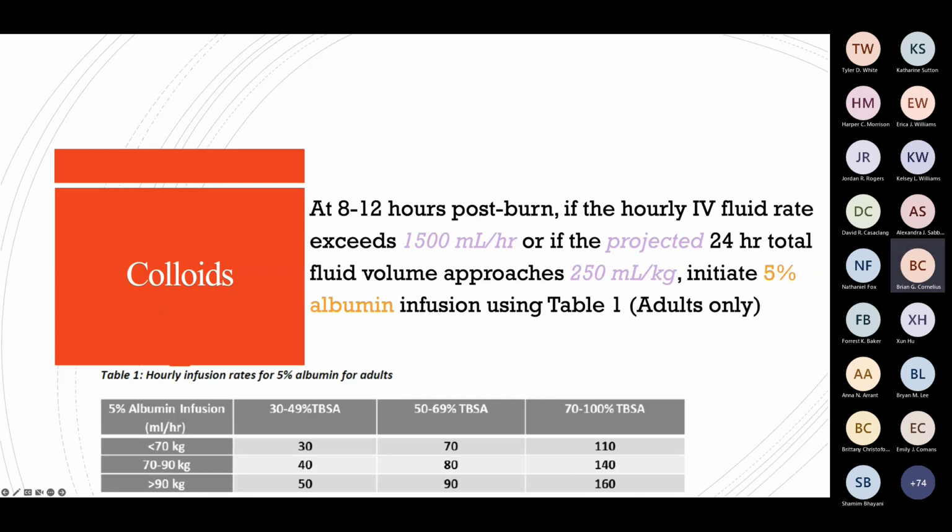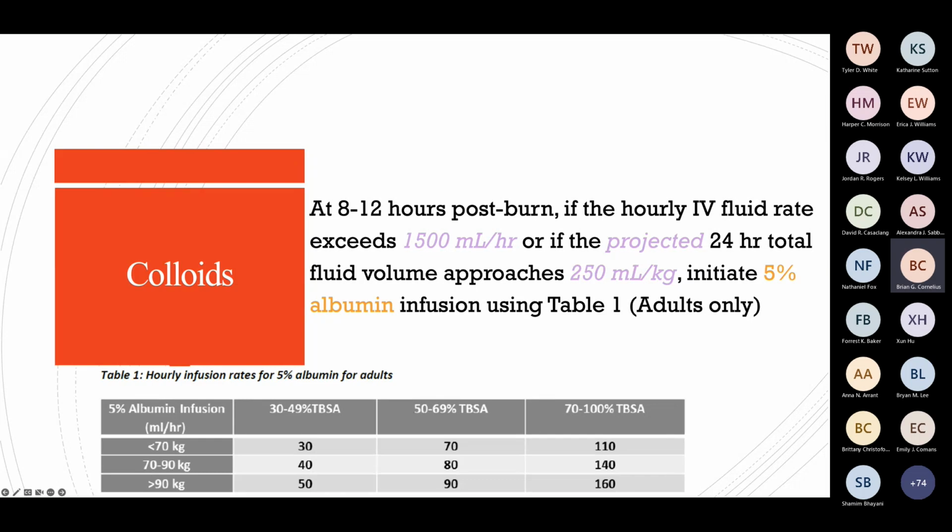So now we're going to talk a little bit about colloids, specifically albumin. For that initial period, we want to try and focus on crystalloid-based resuscitation for these patients because albumin is not necessarily as straightforward as you think it is. But if you're getting to 8 to 12 to 24 hours post-burn, or you've got somebody that's getting large amounts of fluid at that point, so think about like 1,500 mLs per kilo, or if you've calculated that when they get to 24 hours, they're going to be exceeding 250 mLs per kilo, think about starting an albumin infusion on these patients. And this is just a reference table for you.